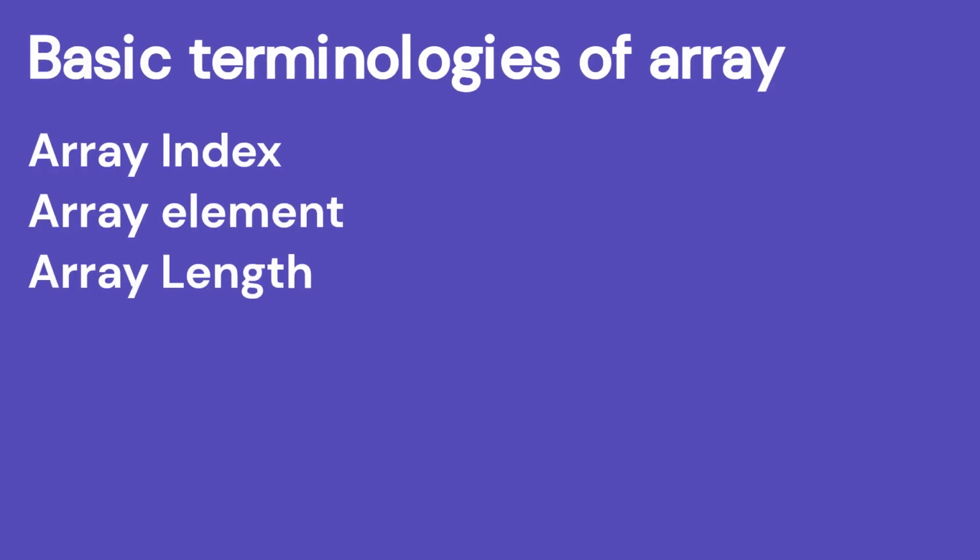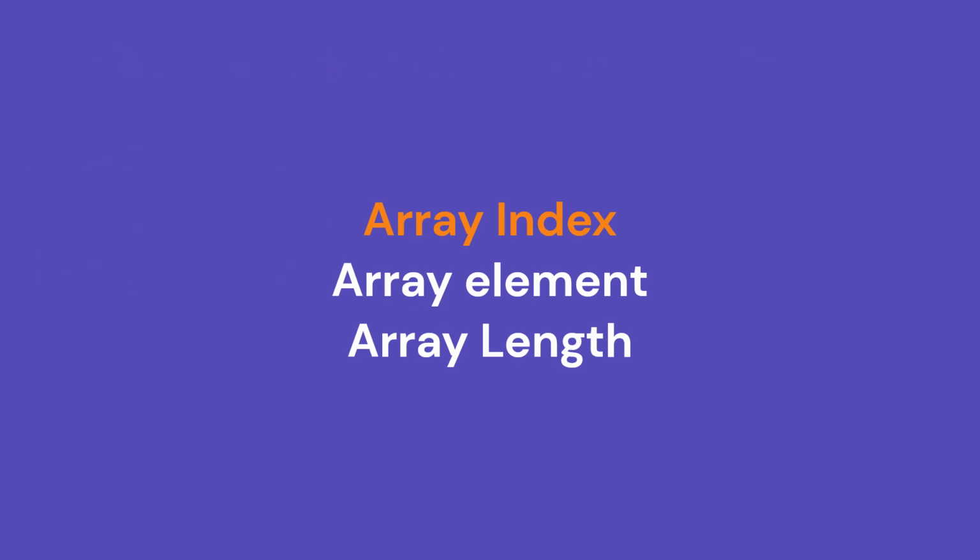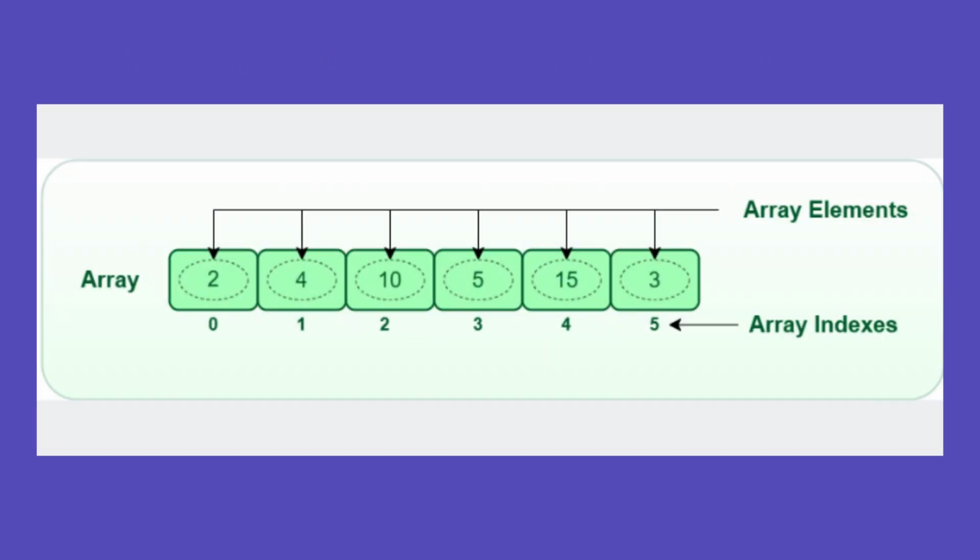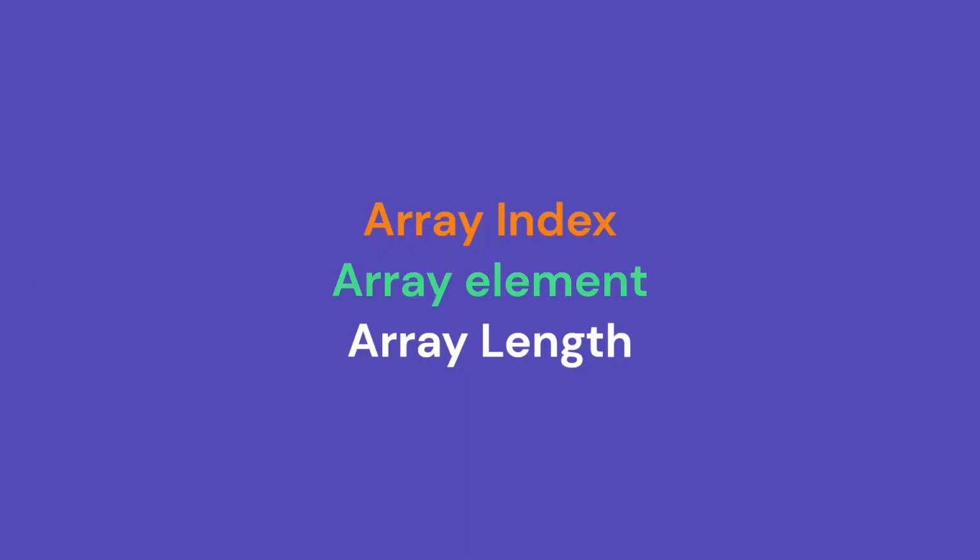Here we need to understand some basic terminologies of array, like array index, array element, as well as array length. First of all, array index. What is array index? In this picture, we can see those are some elements of an array, and here we're just giving a unique identifier to each element, and we call this identifier array index.